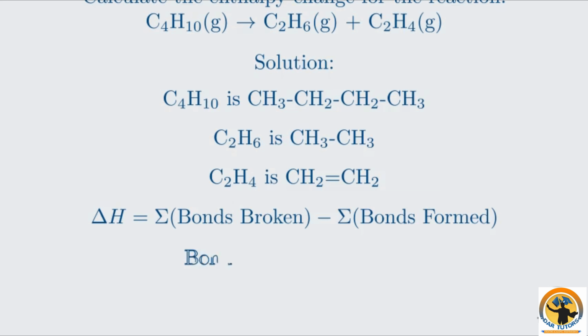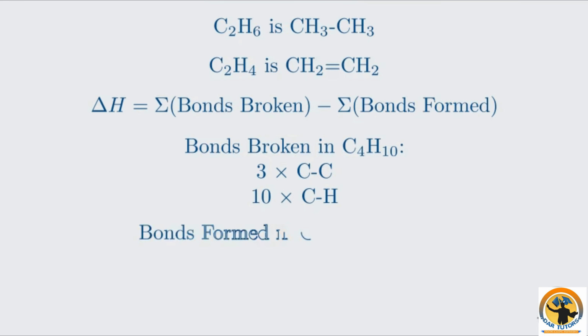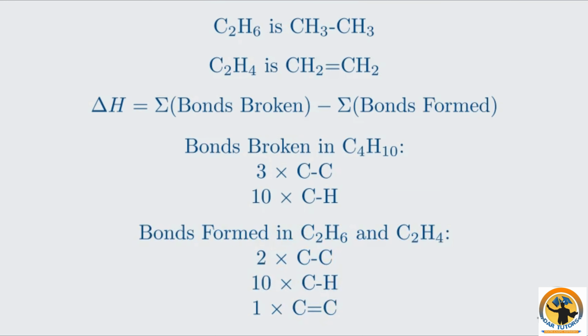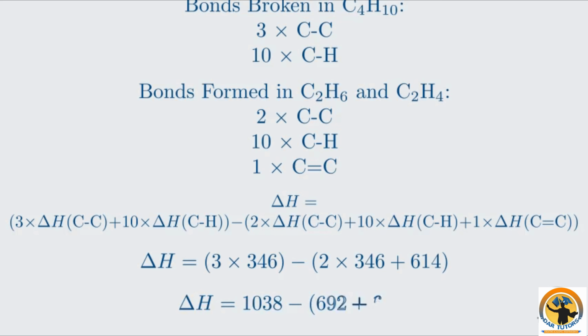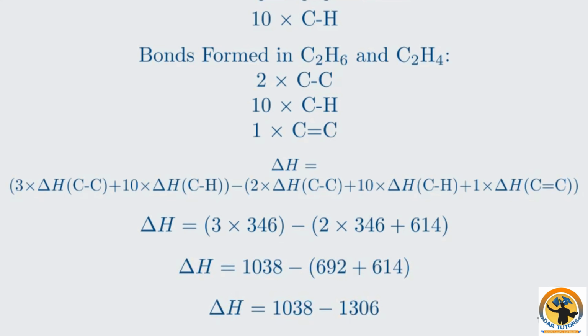In the reactants, butane has 3 C-C single bonds and 10 C-H single bonds. In the products, ethane has 1 C-C bond and 6 C-H bonds, and ethene has 1 C=C double bond and 4 C-H bonds. We break 3 C-C bonds and 10 C-H bonds and form 2 C-C bonds, 10 C-H bonds, and 1 C=C bond. Notice we break and form the same number of C-H bonds, so their contribution cancels out. We are breaking 3 C-C bonds and forming 2 C-C bonds and 1 C=C bond.